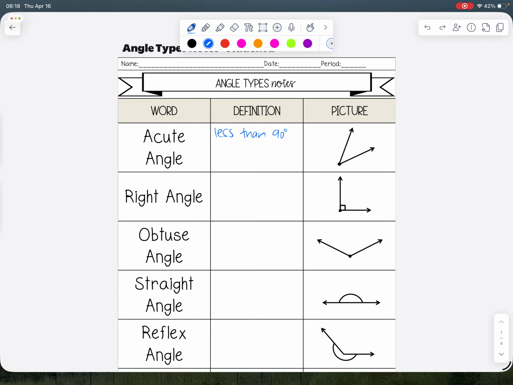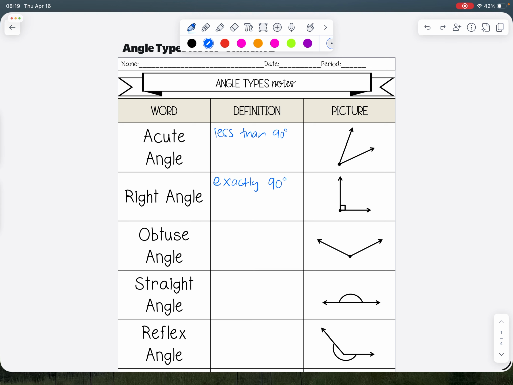Then we have a right angle, and a right angle is any angle that is exactly 90 degrees. So the way we show that when we are drawing an angle is with this square here in the corner. So when we see that square, we know what we're seeing is a right angle.